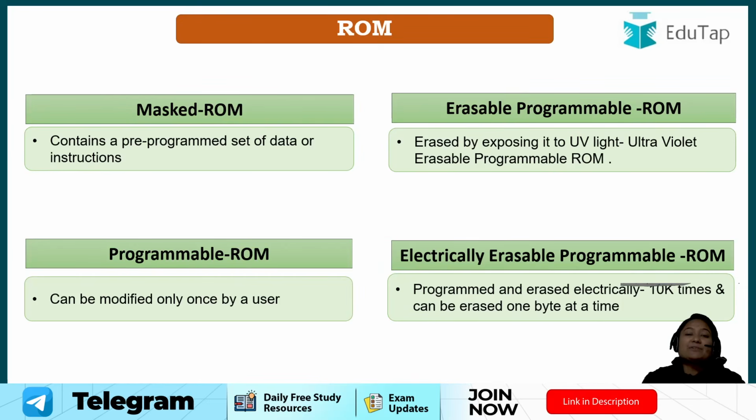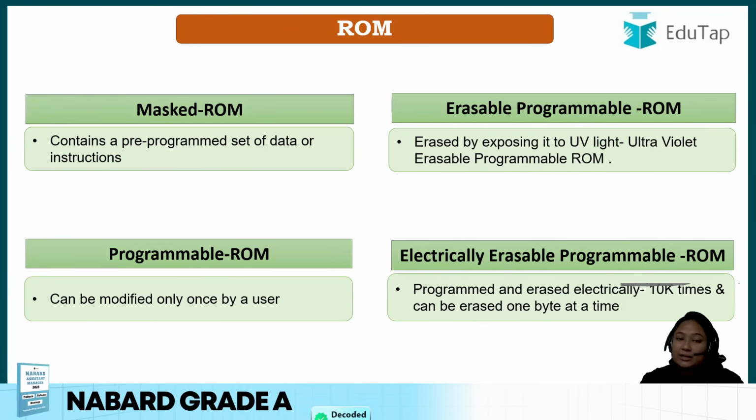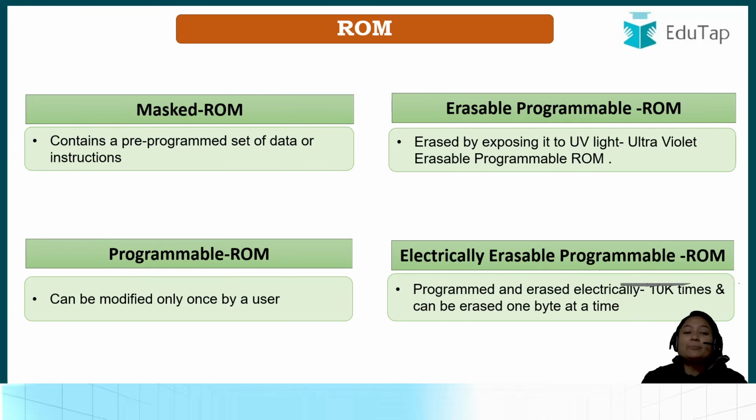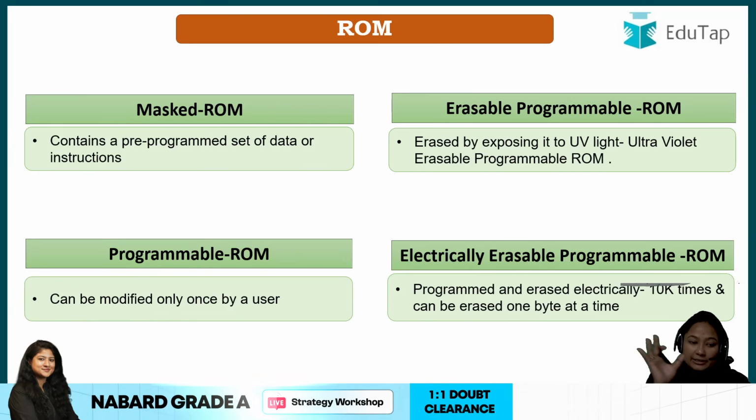Next we have ROM, read only memory. This is of four types. First we have MROM, masked ROM. This type of ROM you cannot delete at all. Whatever is written there, whatever program we have there, is permanent. You cannot rewrite it. It contains a pre-programmed set of data and instructions, and both are permanent in that case.